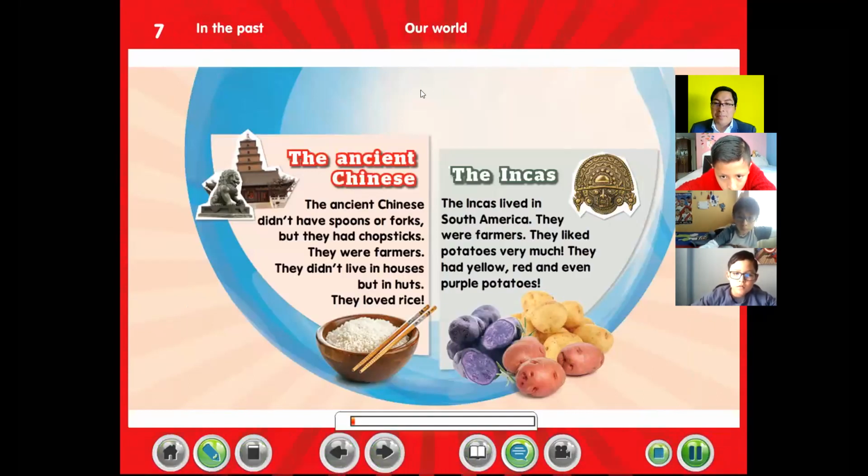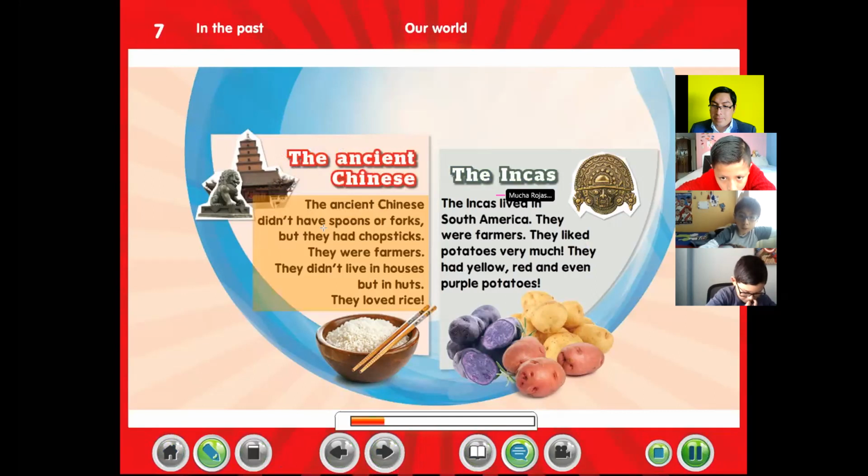Identify. The ancient Chinese. The ancient Chinese didn't have spoons or forks, but they had chopsticks. They were farmers. They didn't live in houses, but in huts. They loved rice.